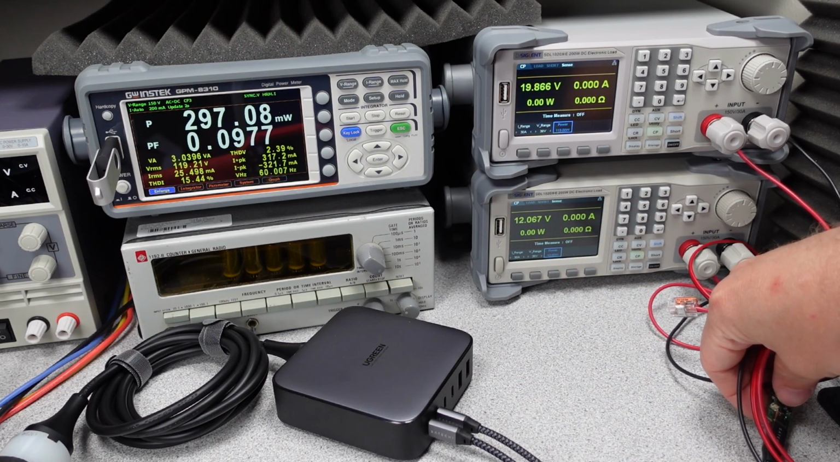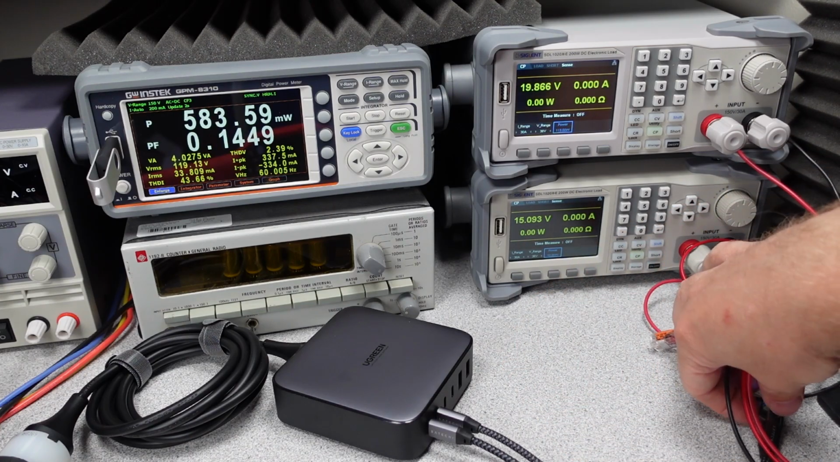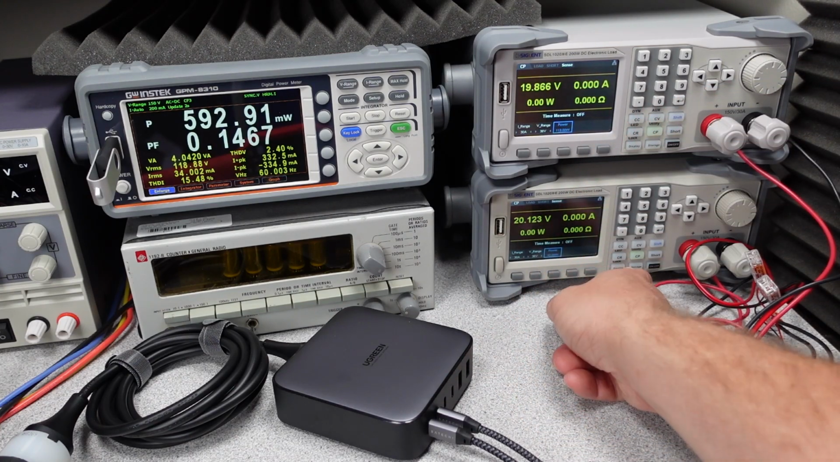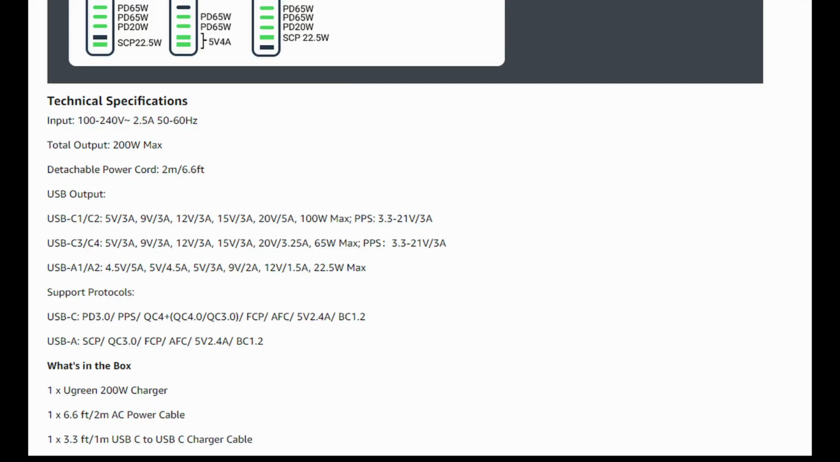The next thing we need to check is that the current capability is meeting the requirements. It looks like this power adapter can deliver 3 amps in the 15 volt mode, so 45 watts total on each port. Great, this also meets my requirements. Things are looking really good so far.